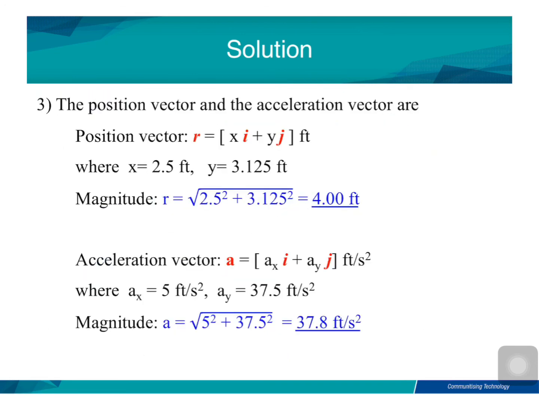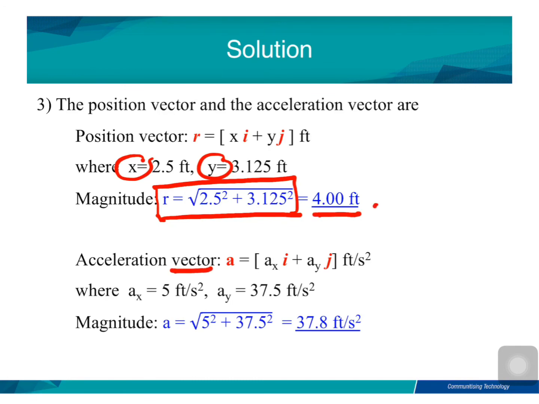After you get each of the components, we can substitute into the equation. For the position, the square root of x squared plus y squared, you get 4 feet. And next, the acceleration: the square root of ax squared plus ay squared. You determine the ax and the ay, then you can get the answer 37.8 feet per second squared.